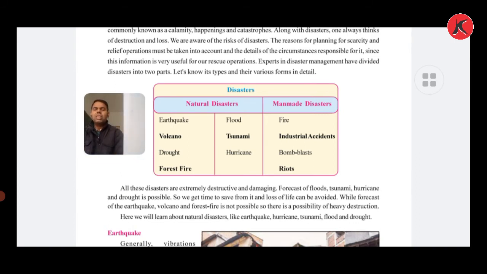Now here we can see which types of natural disasters there are. The first ones are earthquake, volcano, drought, forest fire, flood, tsunami and hurricanes. All these types of disasters are natural disasters. While which types are man-made disasters? Fire, industrial accidents, bomb blasts and riots. These four types of disasters are man-made disasters. Either directly or indirectly human beings are involved.